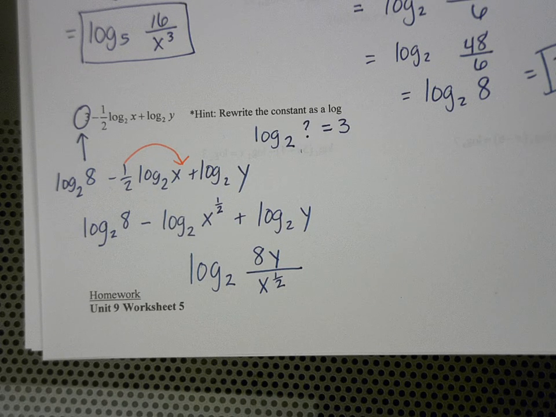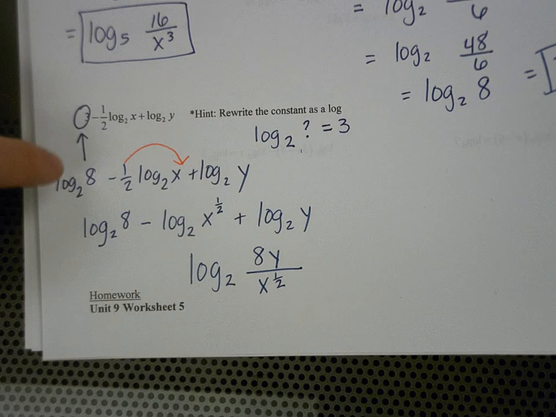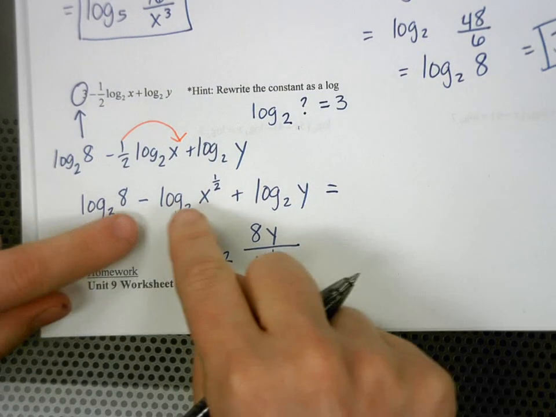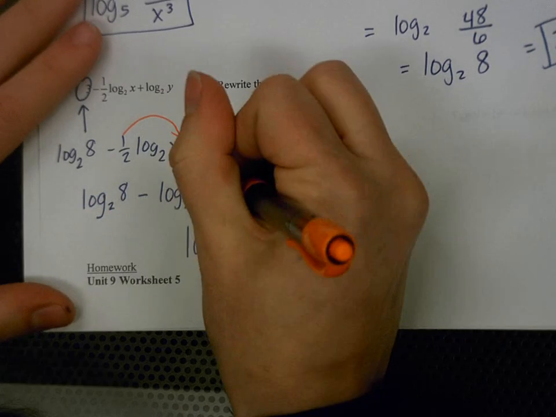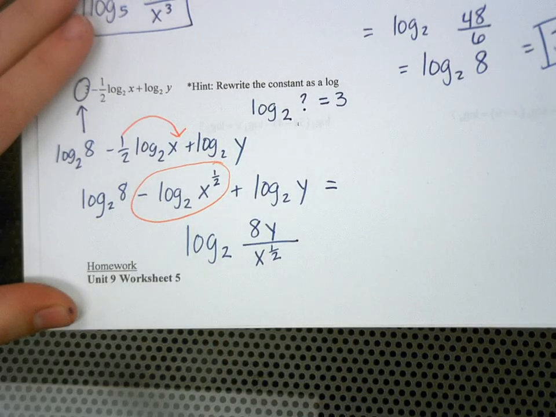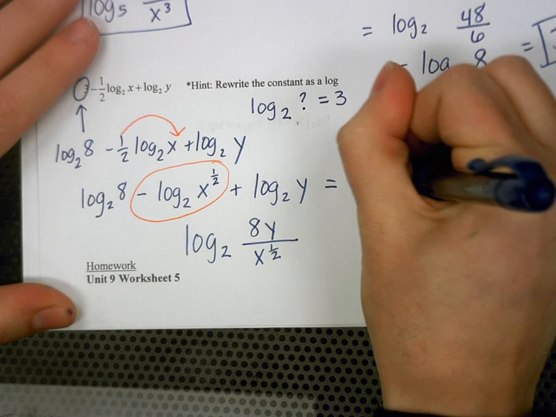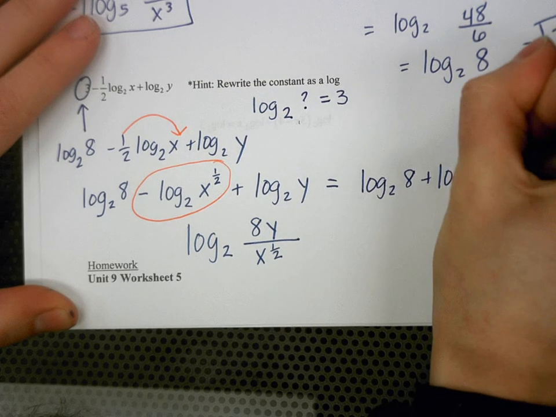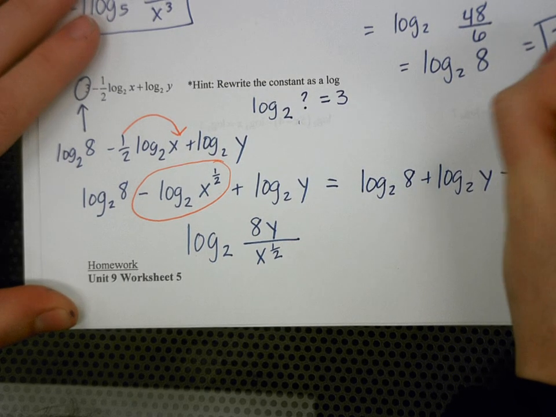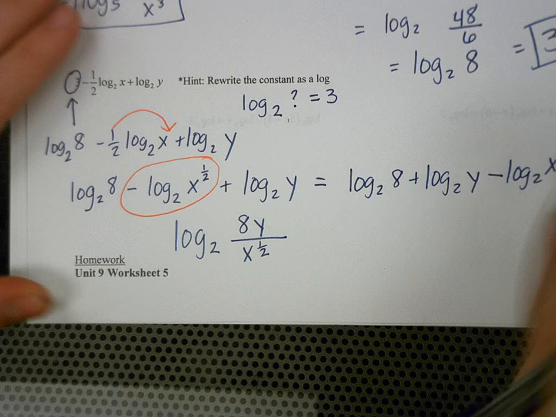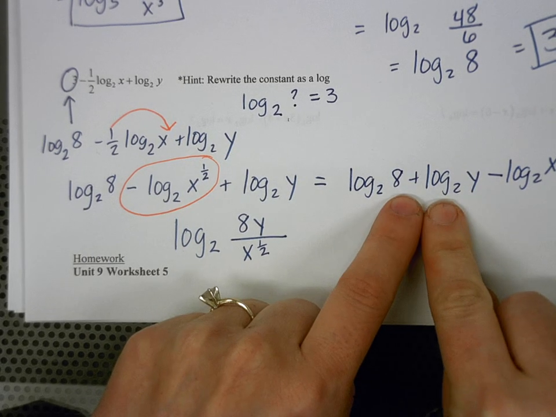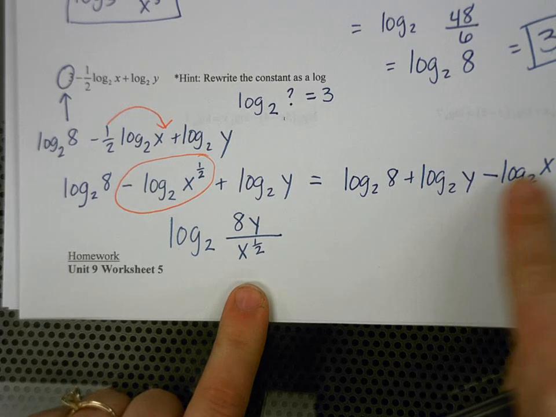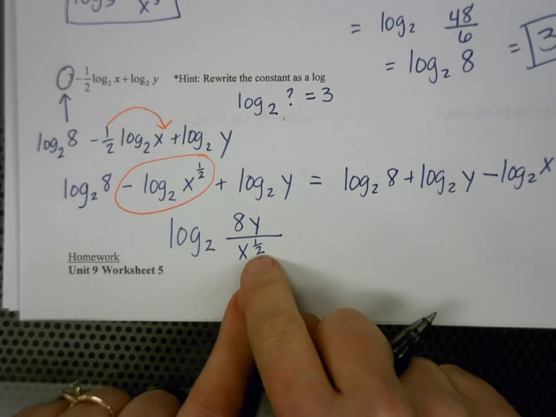So if you want to rearrange these, you can rearrange them in the manner that best fits you, but you just have to keep the negative with the negative. So I would move this one to the end. So if I rewrote this as log base 2 of 8 plus log base 2 of y minus log base 2 of x to the 1/2, that would mean multiply the 8 and the y, which we did, and then subtraction means to divide by whatever's left, which is x to the 1/2.